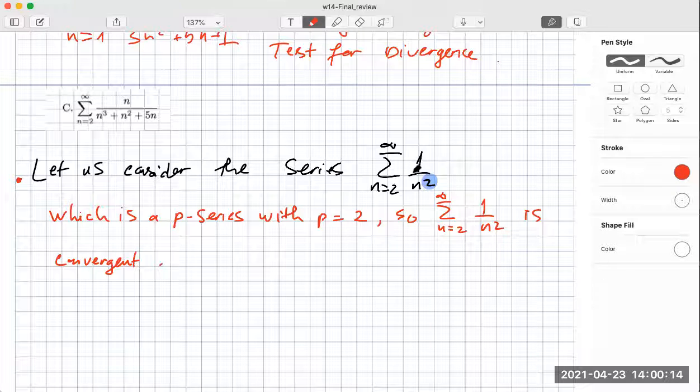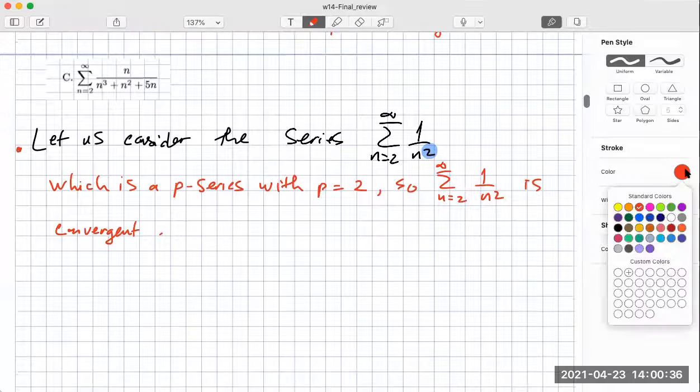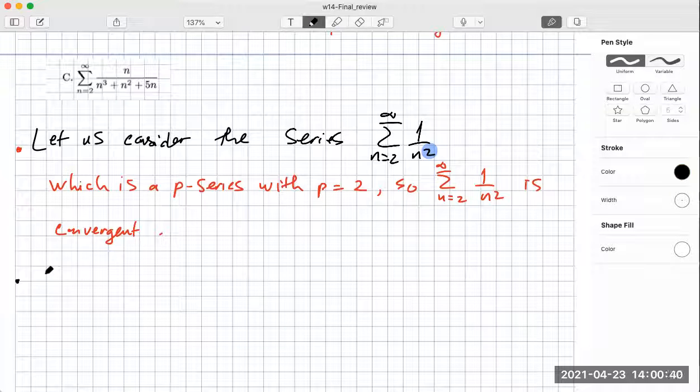That is what we know about this series. But our job is to prove this one. So which test should we use here to say that this is convergent? We guess, because they are somehow similar, right? So what should we do? Comparison, right? But in this case, we use the limit comparison.